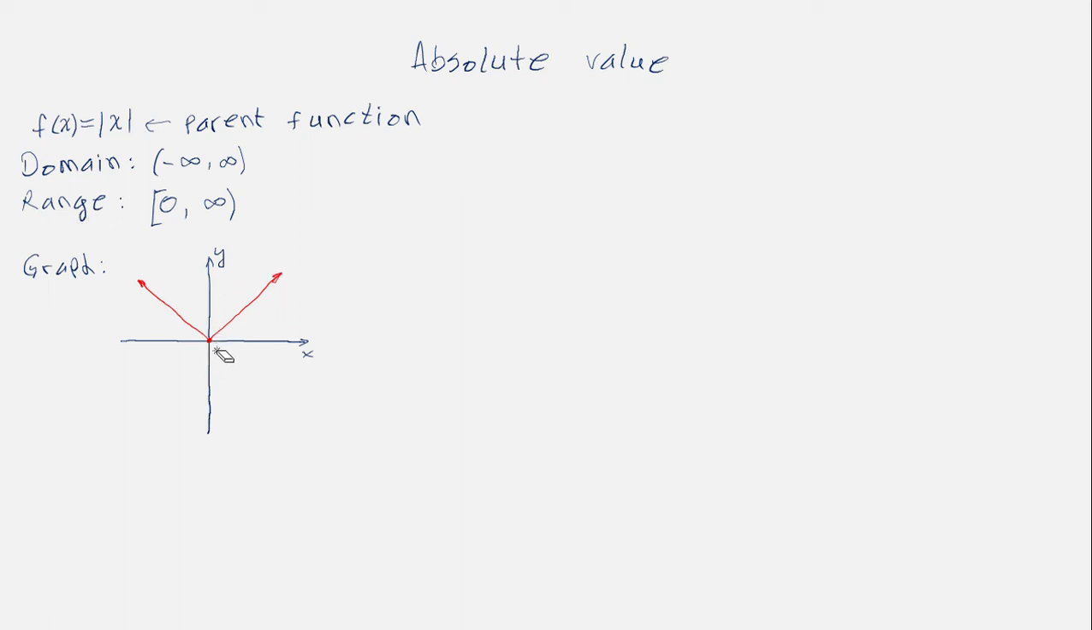Now, if we look at this red graph and we want to determine the range, we should be able to say that there is no graph below this point, 0, 0, right? The graph starts at 0, 0 and then keeps going up, right? So any value on y from 0 to infinity will eventually show up. Therefore the range is from 0 to infinity, 0 being included, with the bracket.